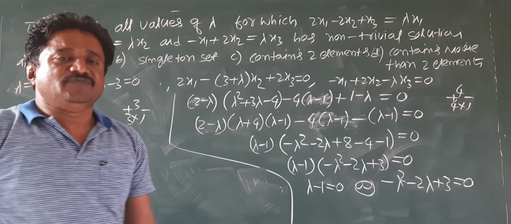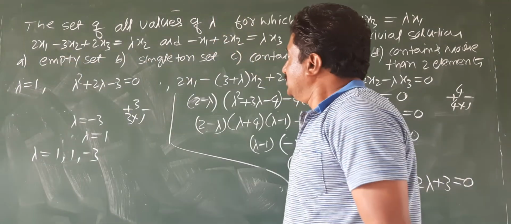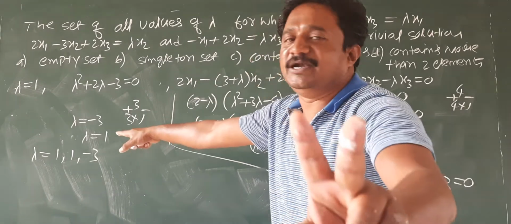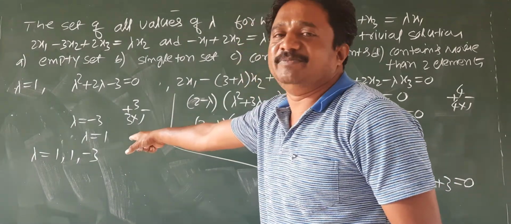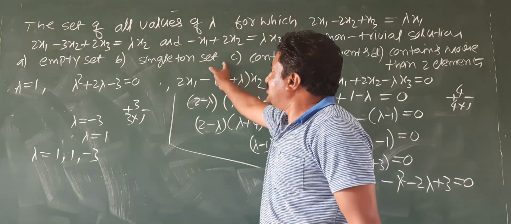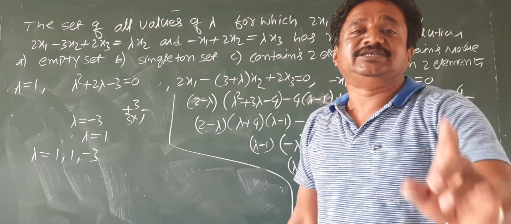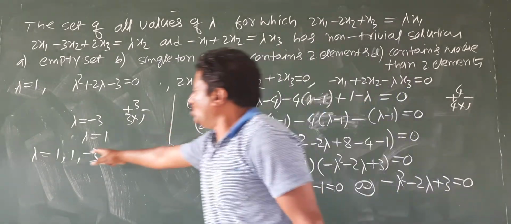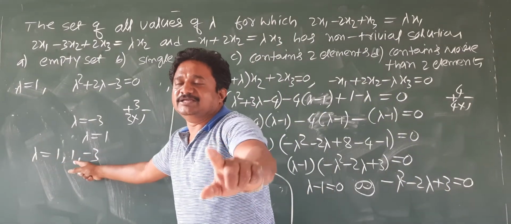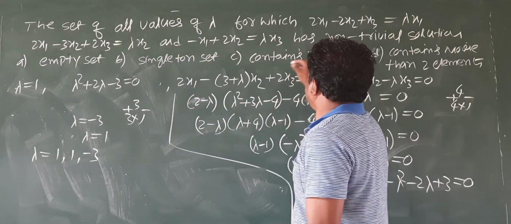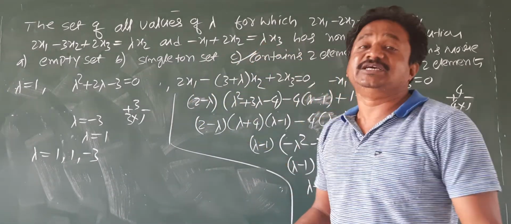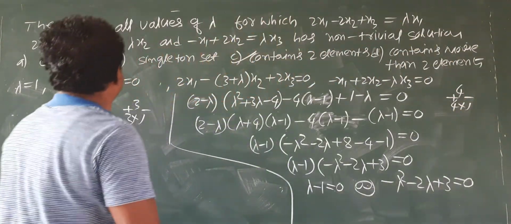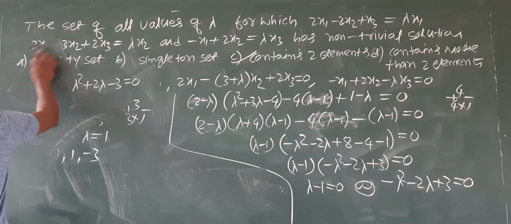Tell me, students, which option is correct? Is it empty set? No. The set has 2 elements: first element is 1, second element is −3. Is it singleton set? Singleton set means set having only 1 element. No, it contains 2 elements. Answer is C. Option C is correct. Let us go for solving one more question, students.